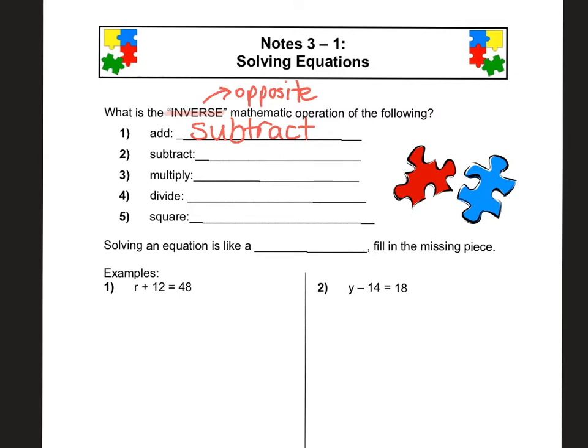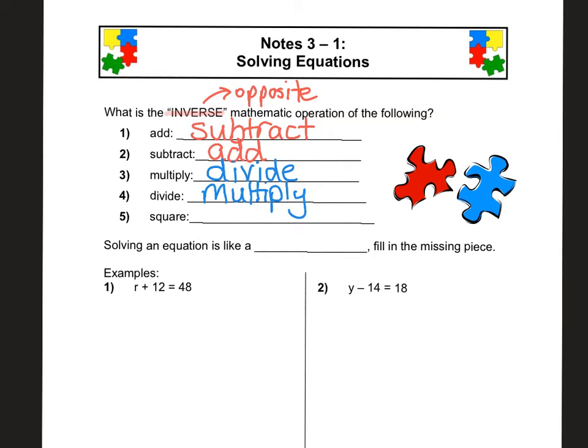So then on the flip side, what's the opposite of subtracting? And that would be to add. What about for multiply? What is the opposite of multiply? The opposite of multiply is to divide, which means that the opposite of divide must be to multiply. So we need to know these things because that is how we solve equations. We need to do the opposite operation to get something to cancel out on one side of the equation.